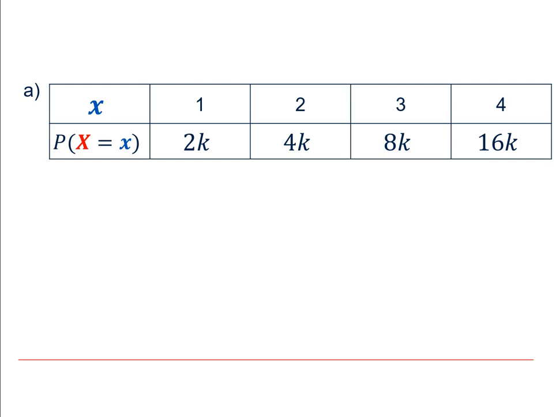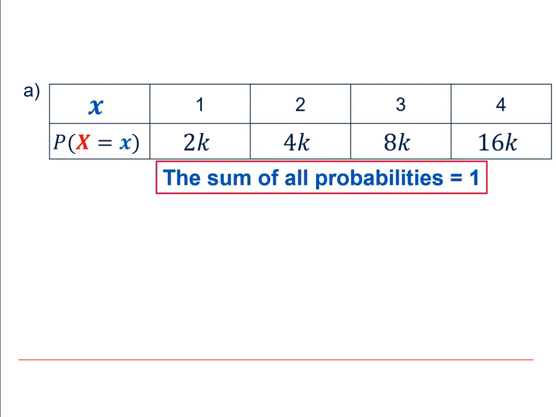So if we now look at the fact that we know the sum of all the probabilities must equal 1, it's fairly easy to just write down an expression for the sum of all the probabilities, or you might be able to do that in your head. That must equal 1, and that will give us 30k equals 1, k equals 1 over 30.